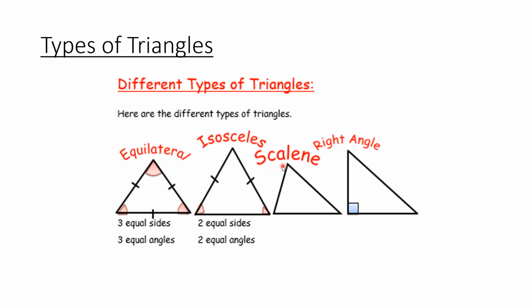A scalene, well, you'll notice that a scalene has no properties that we can identify on the triangle itself. That means it has no equal sides and no equal angles. So each angle will be a different degree, and so will each side.